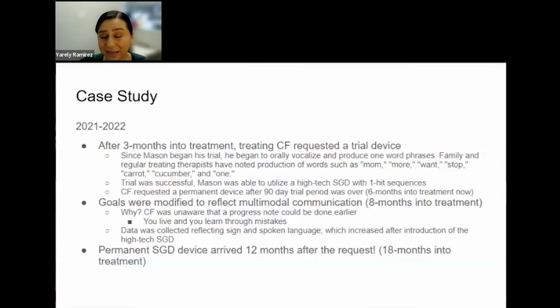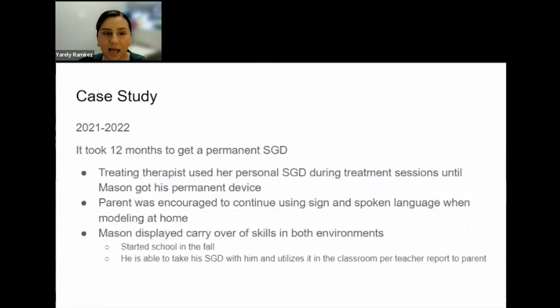That is the case sometimes, where it takes forever for a kid to get that speech generating device. It happens during my treatment sessions. I use my personal speech generating device until he got his own. The parent was encouraged to use sign and spoken language modeling.